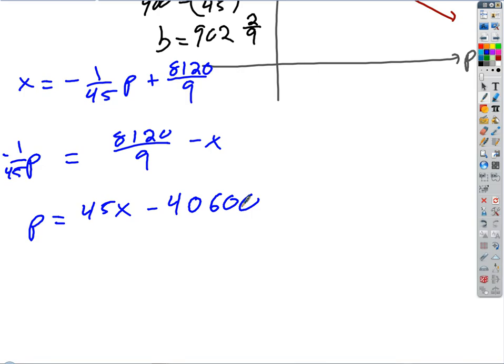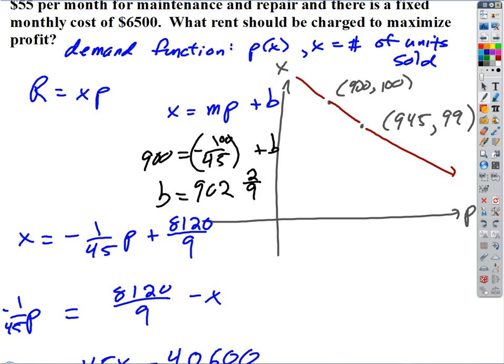Okay, so there's our demand function, right? That's the price, the price that's set for a given number of sales. So therefore, the revenue is just going to be P times X, right? This is how much we're charging based on the number of items that are sold. So price per item times number of items is revenue.